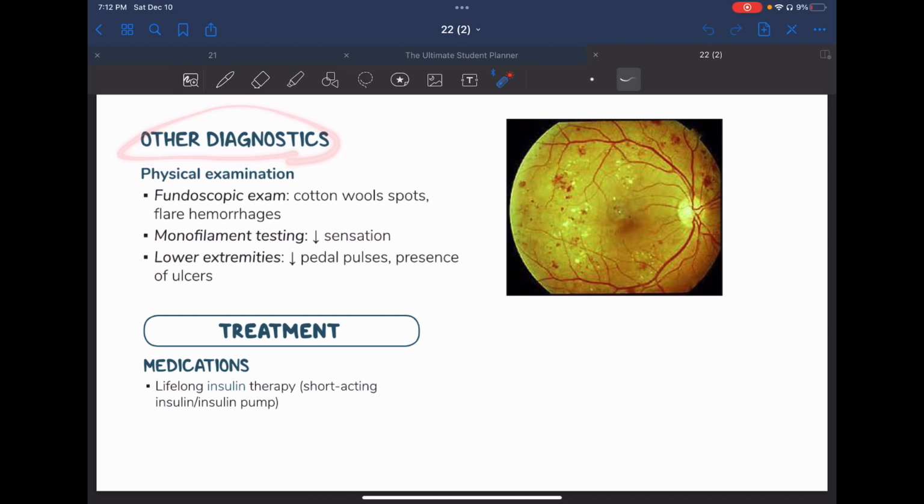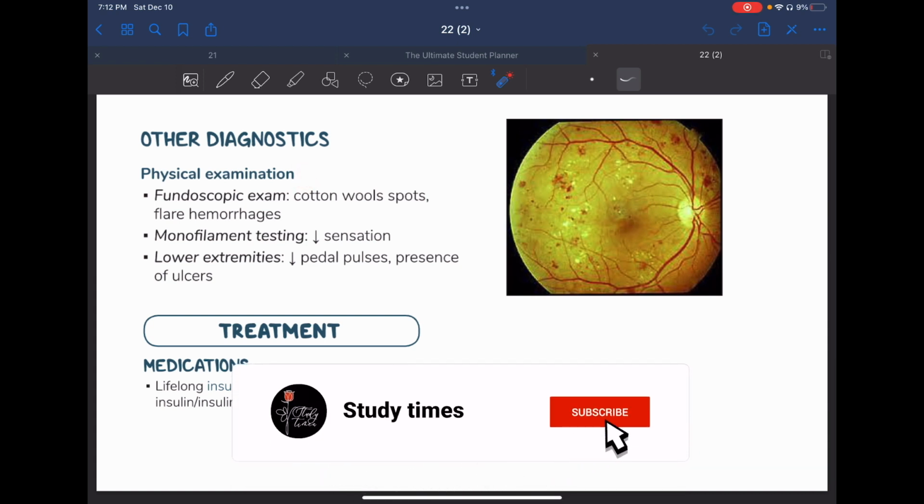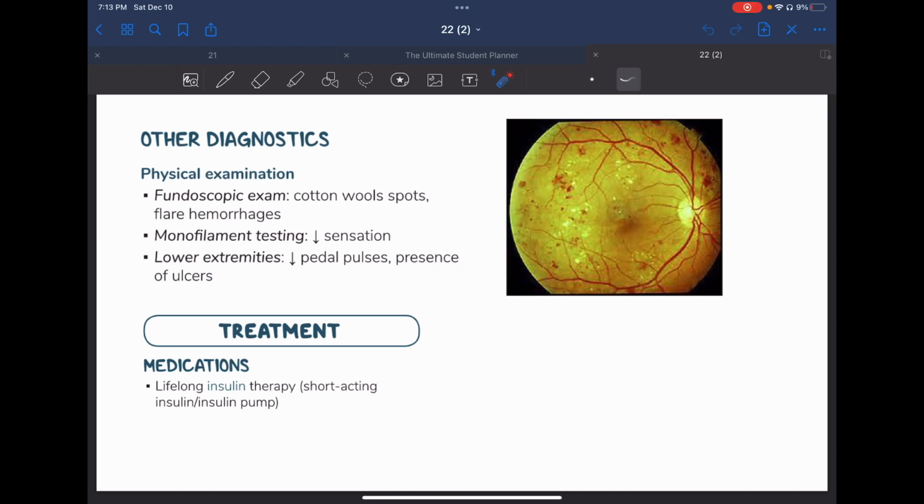So for other diagnostics, we have physical examination as well. One of the examinations is the fundoscopic exam, which means they are looking at the retina of the patient. You can see cotton wool spots like here, here, here, and flare hemorrhages. So you can see hemorrhages here and there. And there is another test called monofilament testing. They are testing the sensation of some parts of the body. They put a filament on your feet, and you should tell the doctor if you feel it or not. In a diabetic person, the sensation is lower. In the lower extremities, you have lower pulses in the feet, and you can have the presence of ulcers.